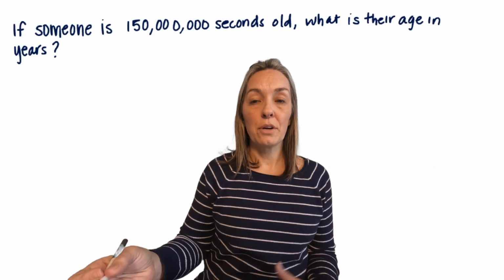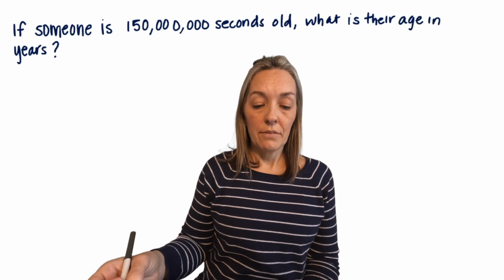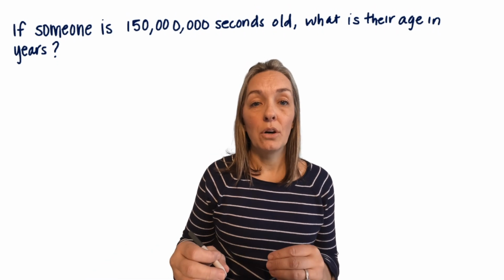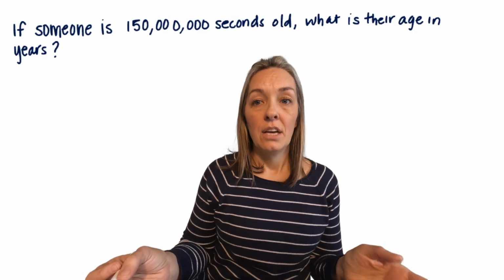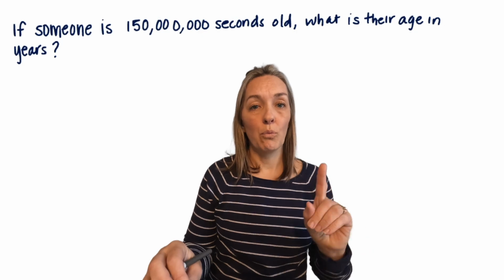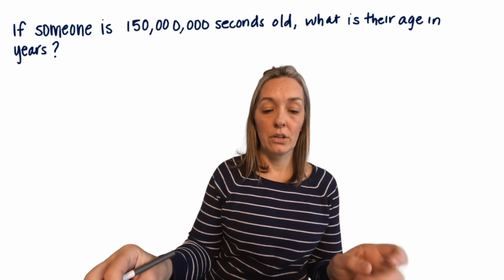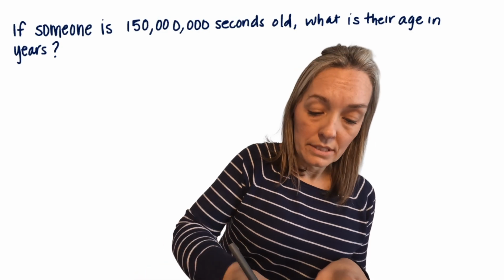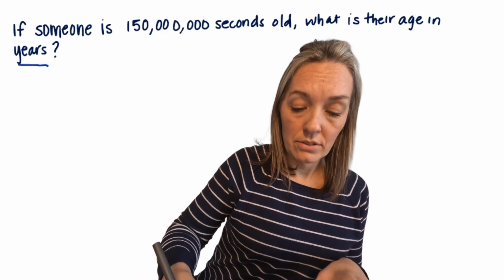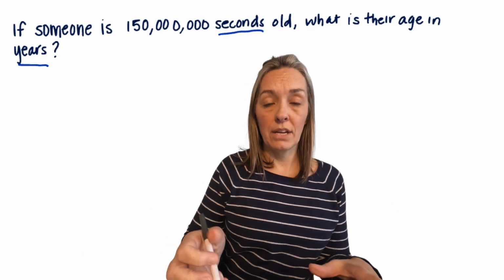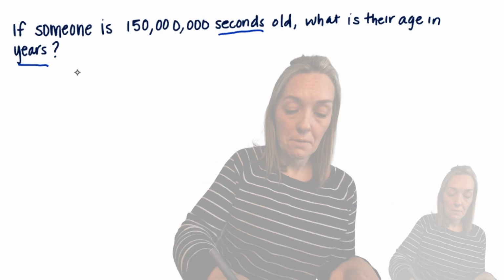All right, so let's do our first problem here. If someone is 150 million seconds old, I want to know what is their age in years. So when you first approach a problem, the key is to figure out what unit are you starting with and what unit are you ending with. So in this case, my end goal is to figure out their age in years. I am starting with their age in seconds. It's an equivalent amount of time. I'm just trying to convert from one to the other.